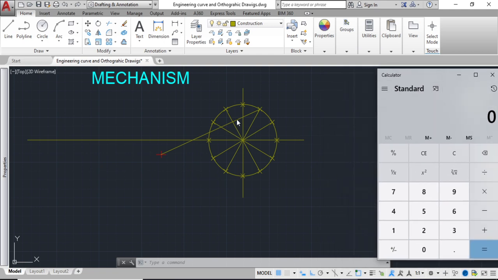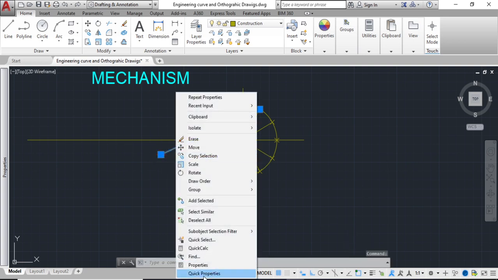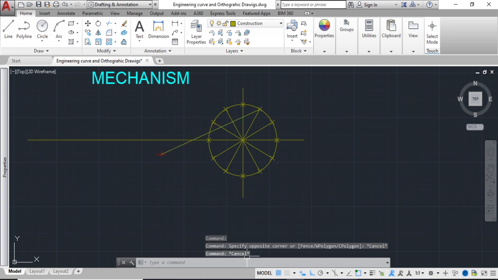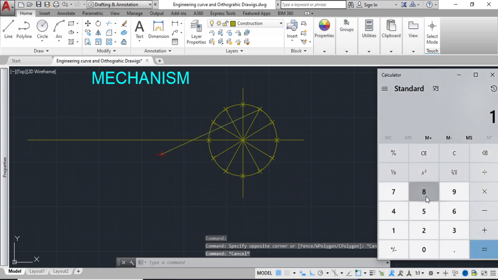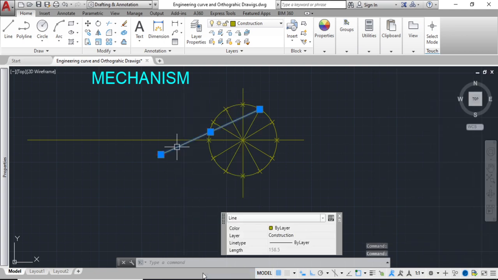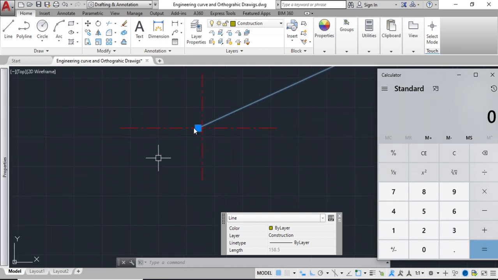So we want to extend this line now to be 180. So we find what the measurement is, quick properties. Its length is 158.5. So we find out what we need to add to it. 180 minus 158.5 equals 21.5. So we need to add 21.5 to this.